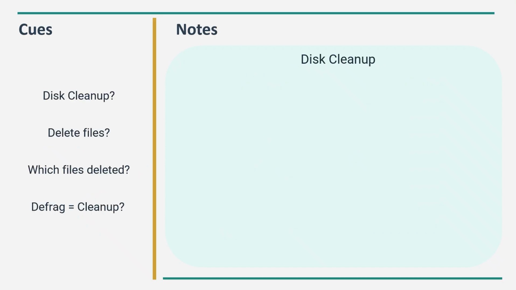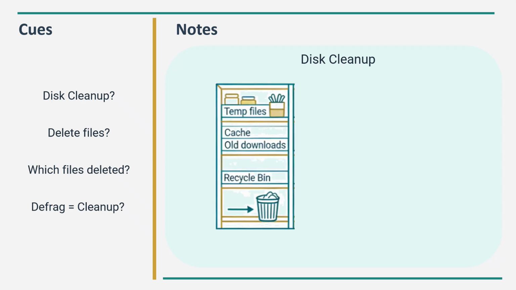Disk cleanup is different from defragmentation. It's a utility program that finds and deletes unnecessary files. So the question is, what does it delete? First, temporary files, which are created while programs run and are usually stored in the temporary folder. Also cache files from web pages and images stored from browsing. Also old downloads that you downloaded but don't need anymore.